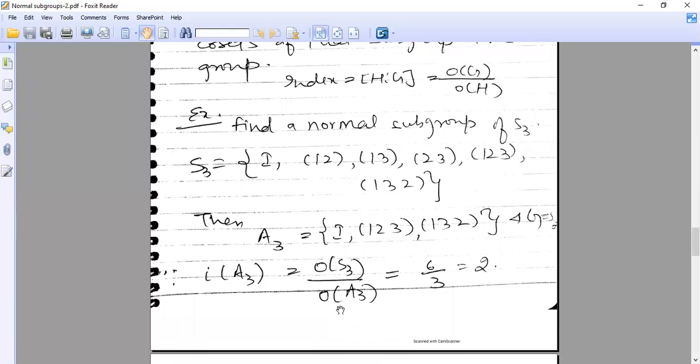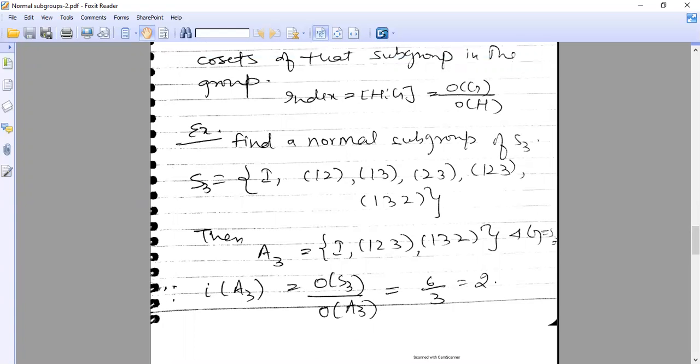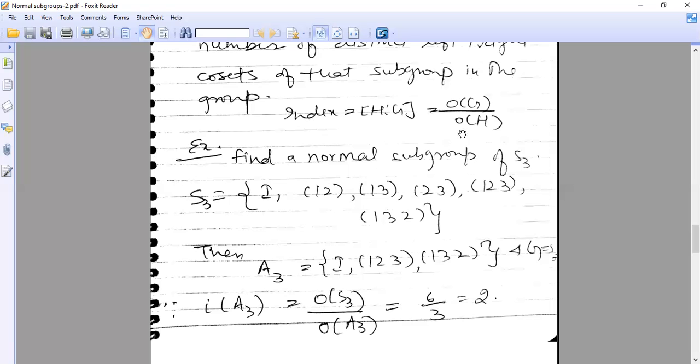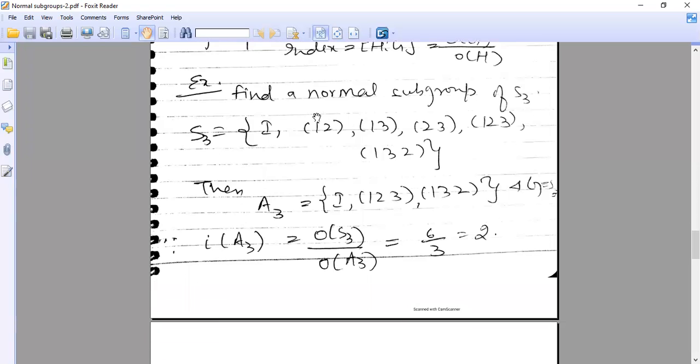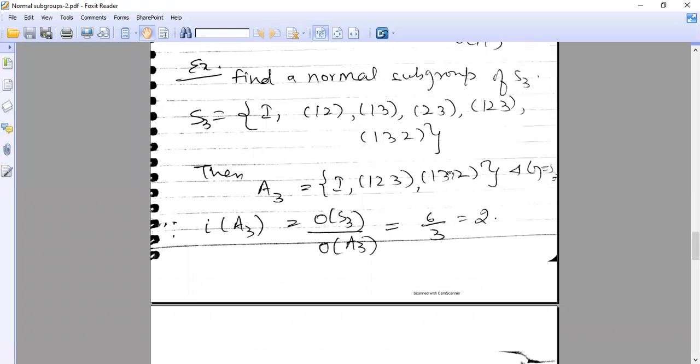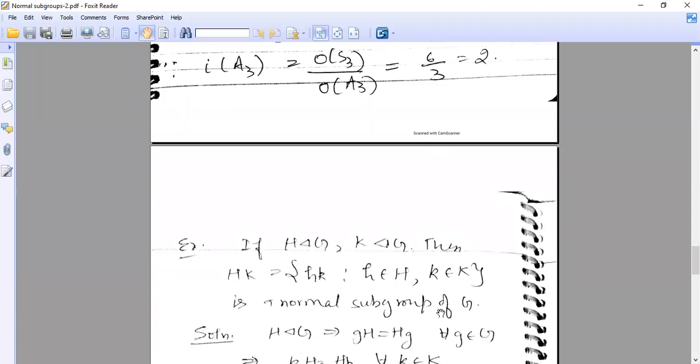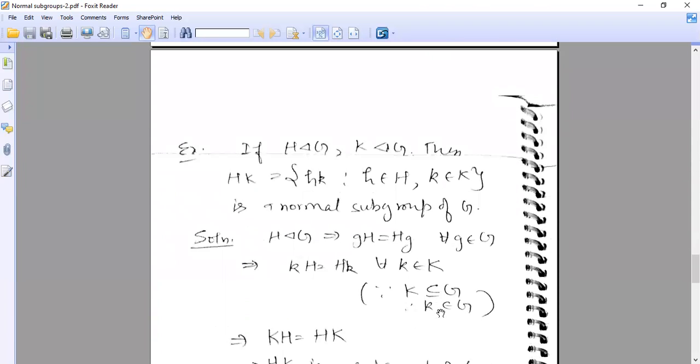So here we are saying that A3 is a normal subgroup of S3, and you can verify this using the previous result, where we said the index of a normal subgroup has to be 2. What is the order of S3? The order of S3 is 6, and the order of A3 is 3, since it has 3 elements. So 6 upon 3 is 2. That means the index of A3 is 2, so it has to be a normal subgroup of S3. This is how you can show, using the index, that a subgroup is a normal subgroup.